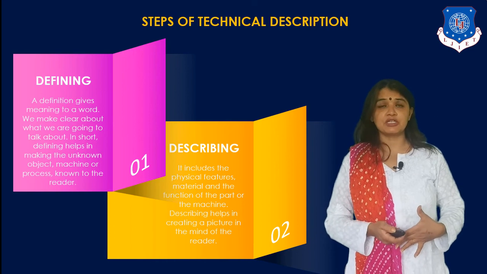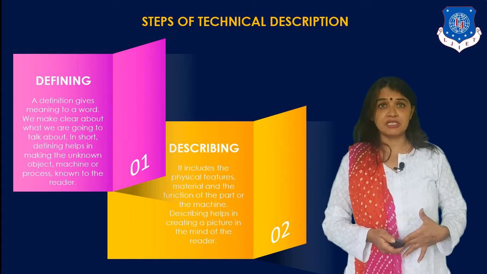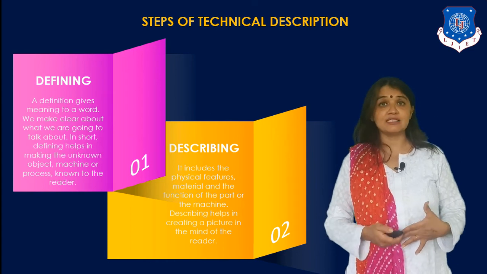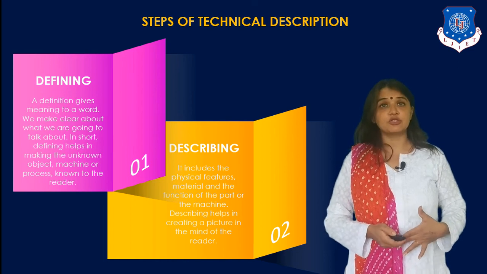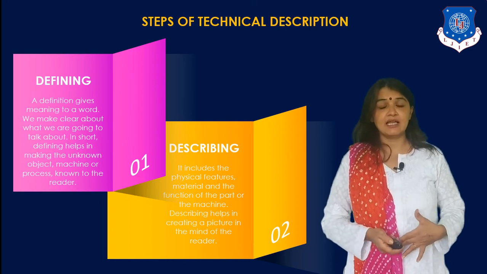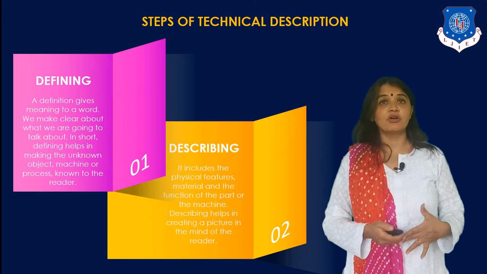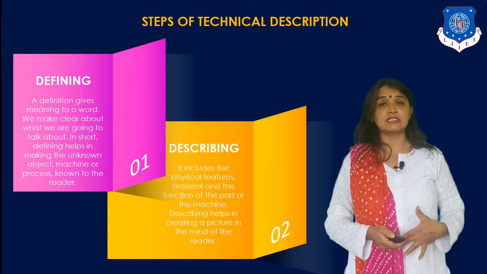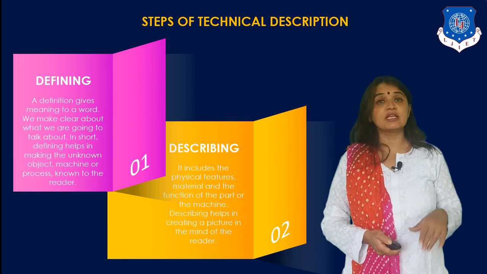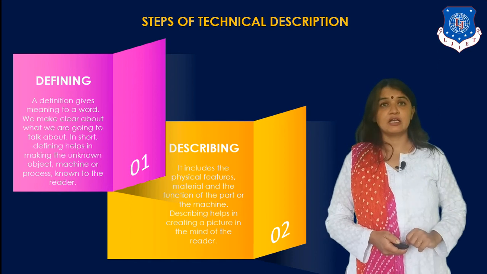Description actually helps the reader to create a visualization of the object that you are describing. So description is in detail and it makes things even more clear. Now let us see how to write a technical description using these two steps.